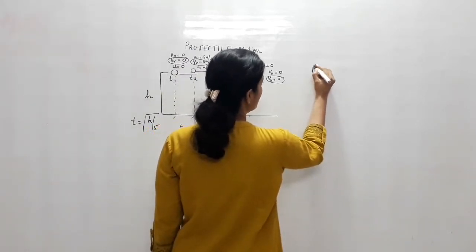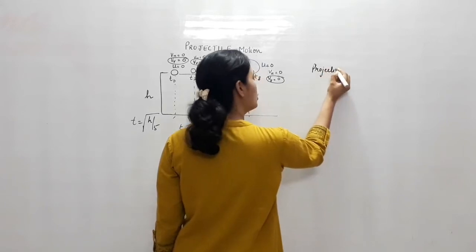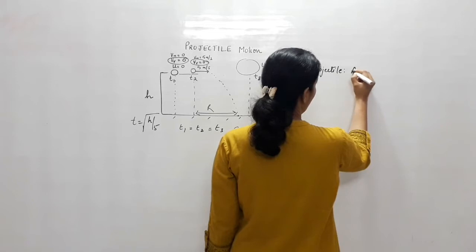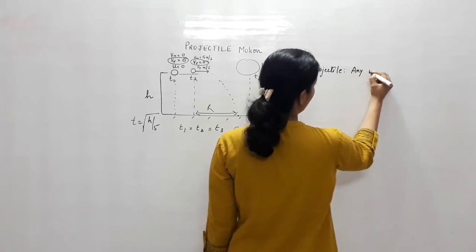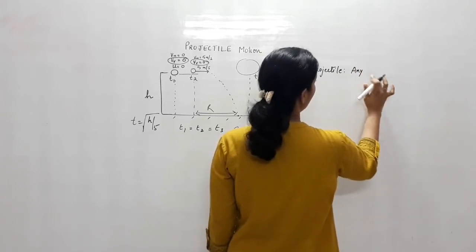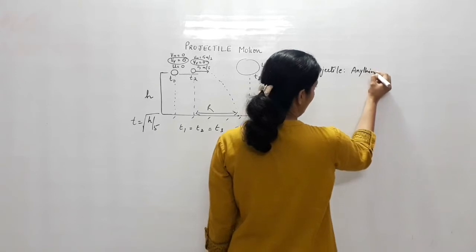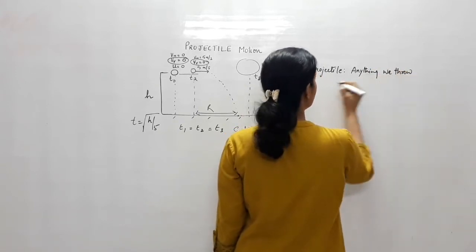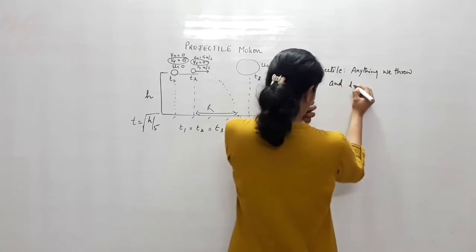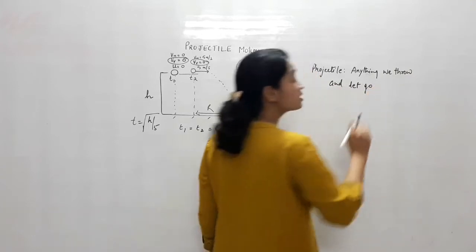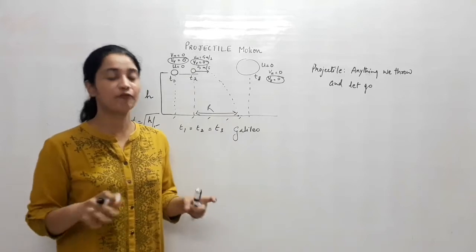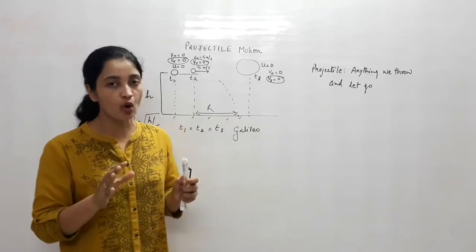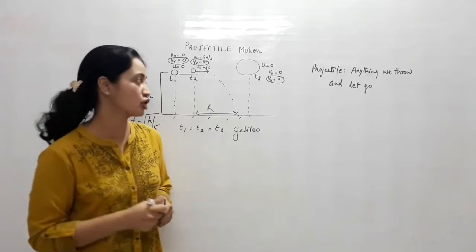How to define a projectile? Anything we throw and let go. Means once we throw it, thereafter no supply of force. Anything we throw and let go is a projectile.